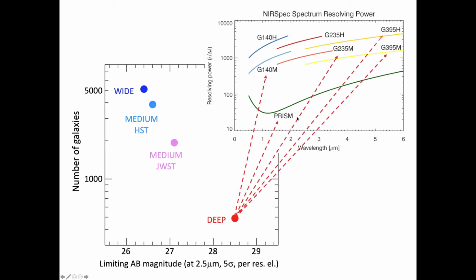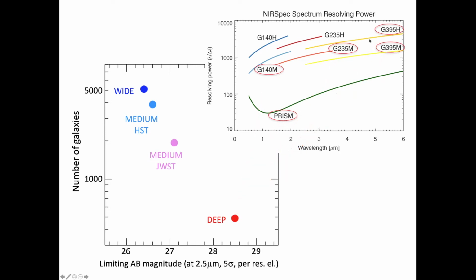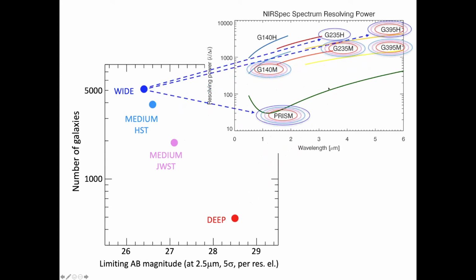In the deep fields, we will observe with the prism, with the 3 medium resolution gratings, and with the longest wavelength high resolution grating. The same for the medium JWST tier. With the medium HST tier, we will only drop the high resolution grating, while with the wide tier, we will observe with the prism and the 2 high resolution gratings. So we will have a broad mixture of all possible combinations of dispersers.